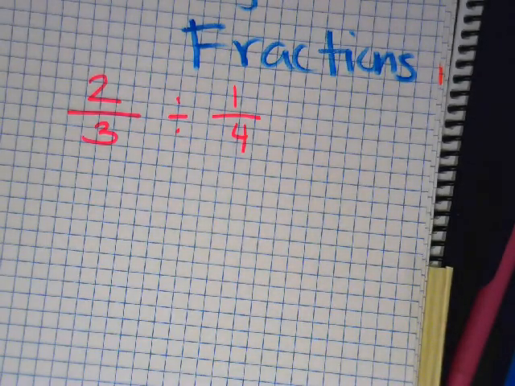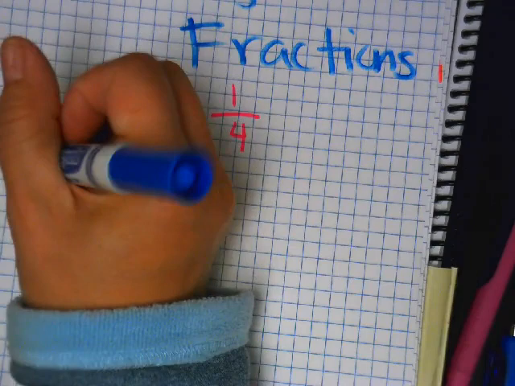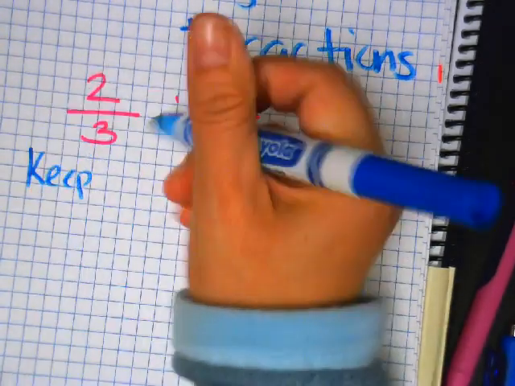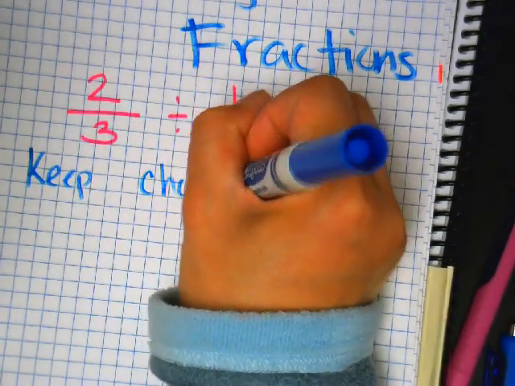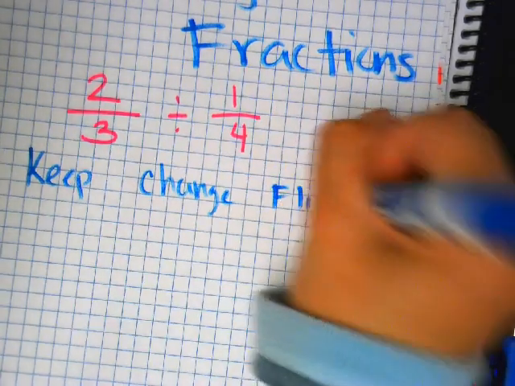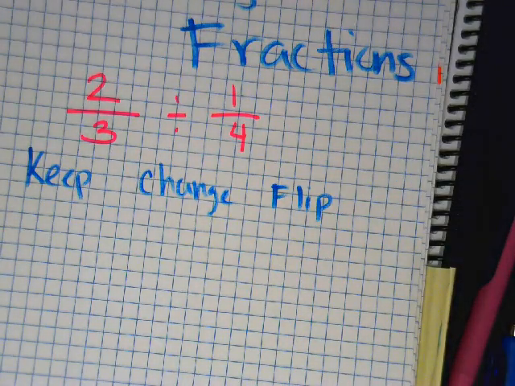I like to say, now the keep, change, switch works, which your high school math teacher will get mad at me, but whatever. It's keep, change, flip. Your high school teacher would be yelling at me right now because it's not very mathematical of me to say keep, change, flip. I'm supposed to say you're supposed to multiply by the reciprocal.